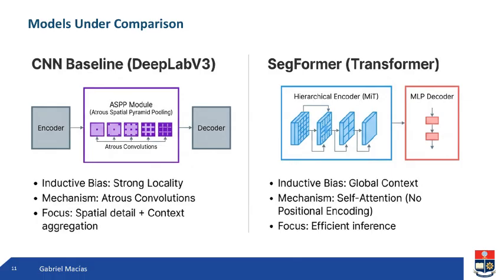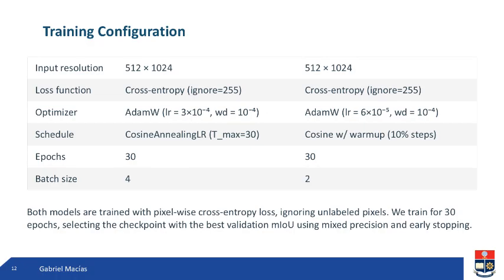However, these benefits come with trade-offs. Transformers typically require more memory and computational power, particularly when processing high-resolution images. Additionally, training transformers may require larger datasets to avoid overfitting. Therefore, evaluating transformer models requires considering not only accuracy, but also efficiency and scalability. Now I will explain in more detail the specific training configurations used in our experiments, since these parameters play a fundamental role in ensuring a fair and meaningful comparison between CNN-based and transformer-based architectures.